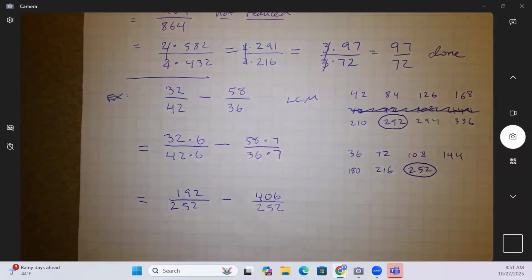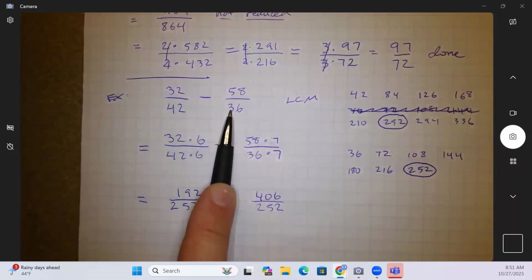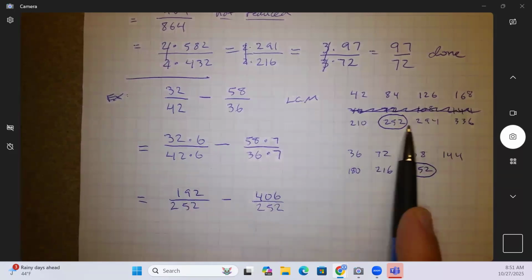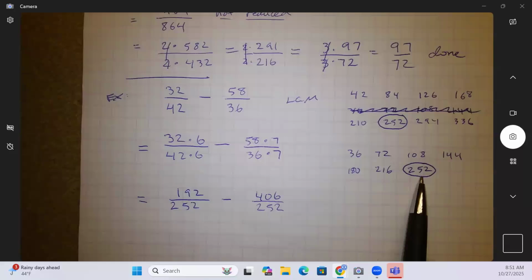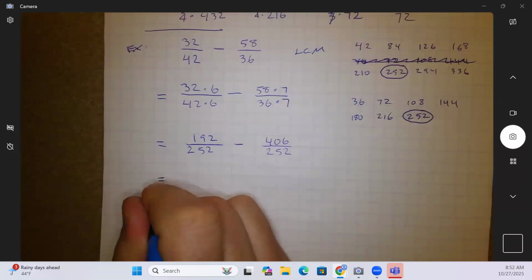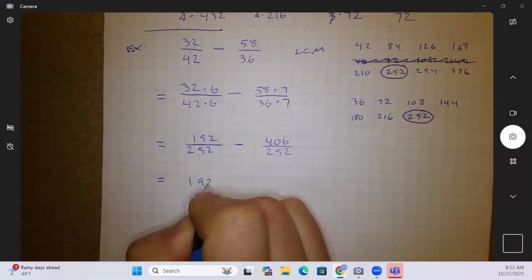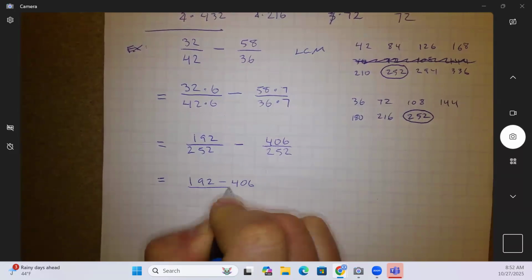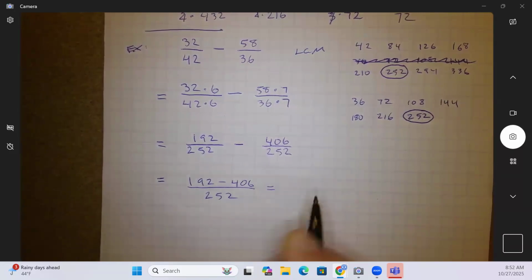This is not a fast process for sure. And there are a lot of steps to keep track of, which is one reason why your worksheet is pretty short, because it can take a while to work through those questions. But if you have different denominators, okay, let me find the least common multiple, however long that takes, and then get the denominators to be the same. Now I can do that subtraction because the denominators are the same, which is 192 minus 406 over 252.